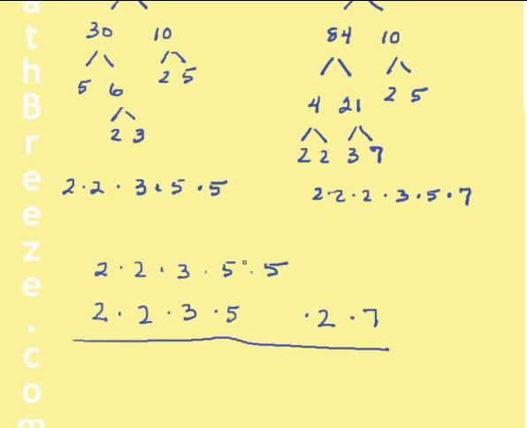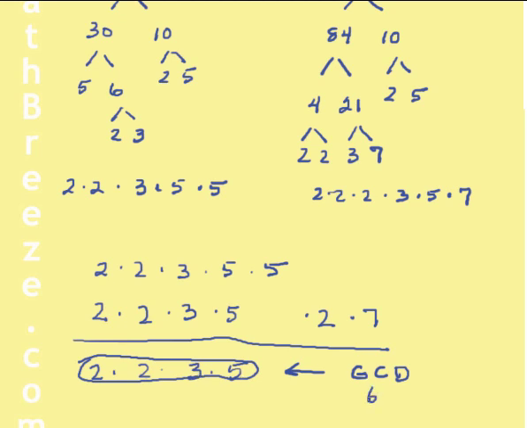Now for the greatest common divisor, what we're going to do is list the primes that have a match. So this 2 has a match, and this 2 has a match, and this 3 has a match, and this 5 has a match. And that's it. So this is the greatest common divisor. And now let's just multiply that out. We have 2 times 2 is 4, times 3 is 12, times 5 is 60. So the greatest common divisor is 60.